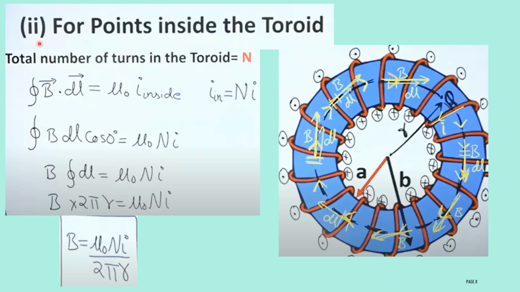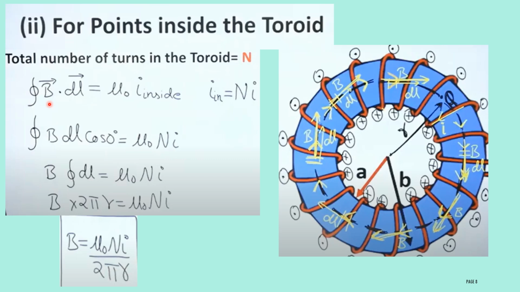Consider the second case. For points inside the toroid, you have to calculate the magnetic field inside the toroid. This blue color indicates the inside of the toroid. Consider a point Q inside the toroid, and calculate the magnetic field. First, let us construct an Ampere circular loop, because to calculate the magnetic field at a particular point Q, you have to consider a circular loop.